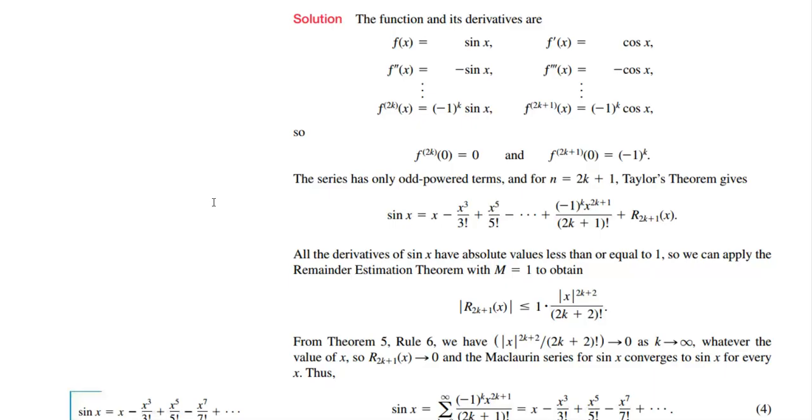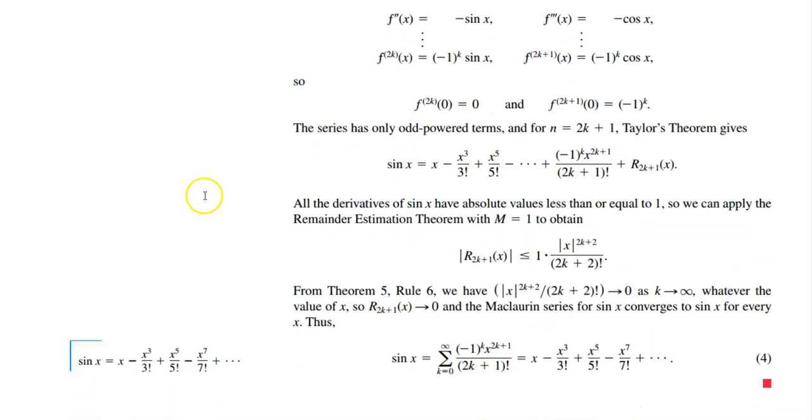And from Theorem 5, Rule 6, we have the absolute value of x to the 2k+2 power over (2k+2) factorial approaching 0 as k approaches infinity, whatever the value of x is. So r sub 2k+1 of x approaches 0, and the Maclaurin series for sine of x converges to sine of x for every x.